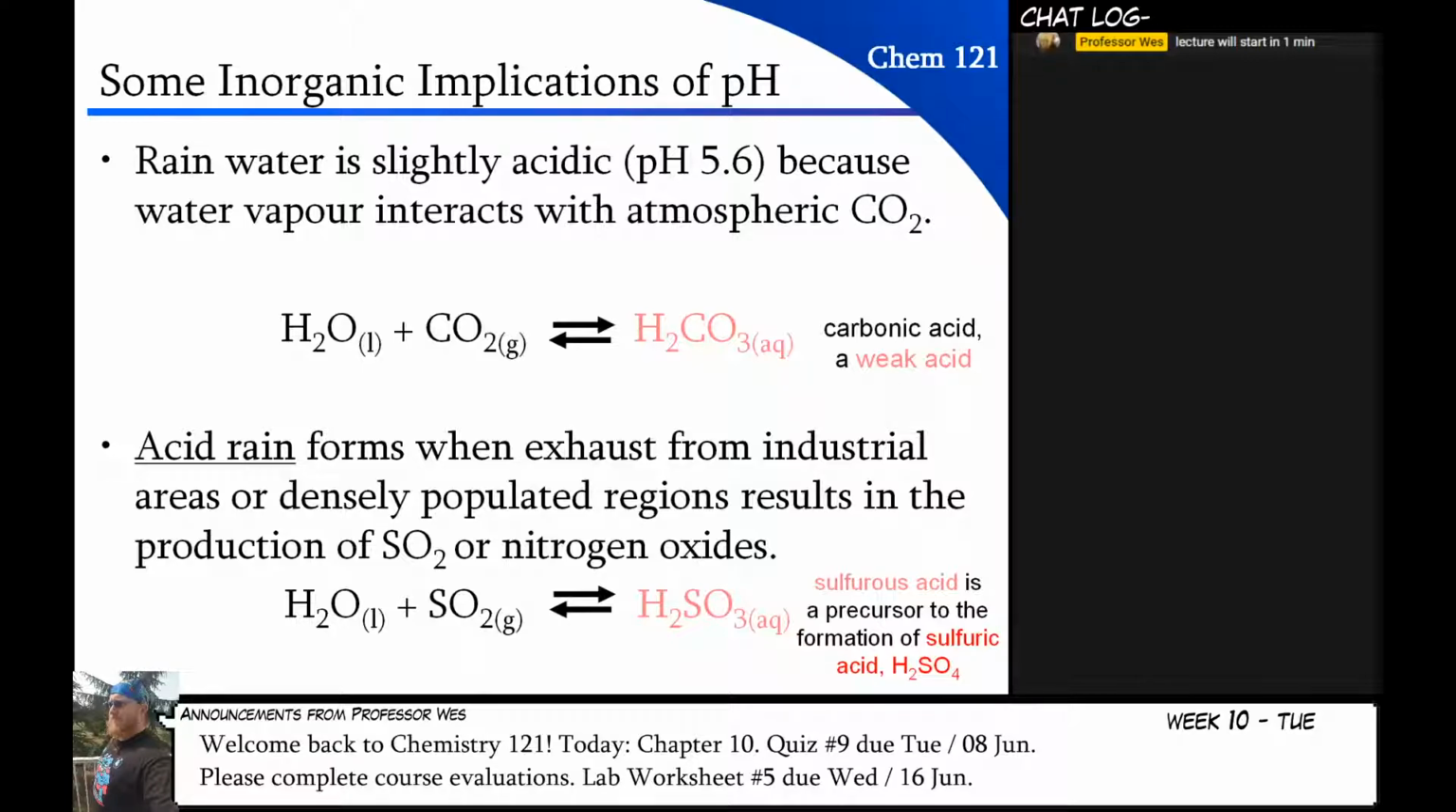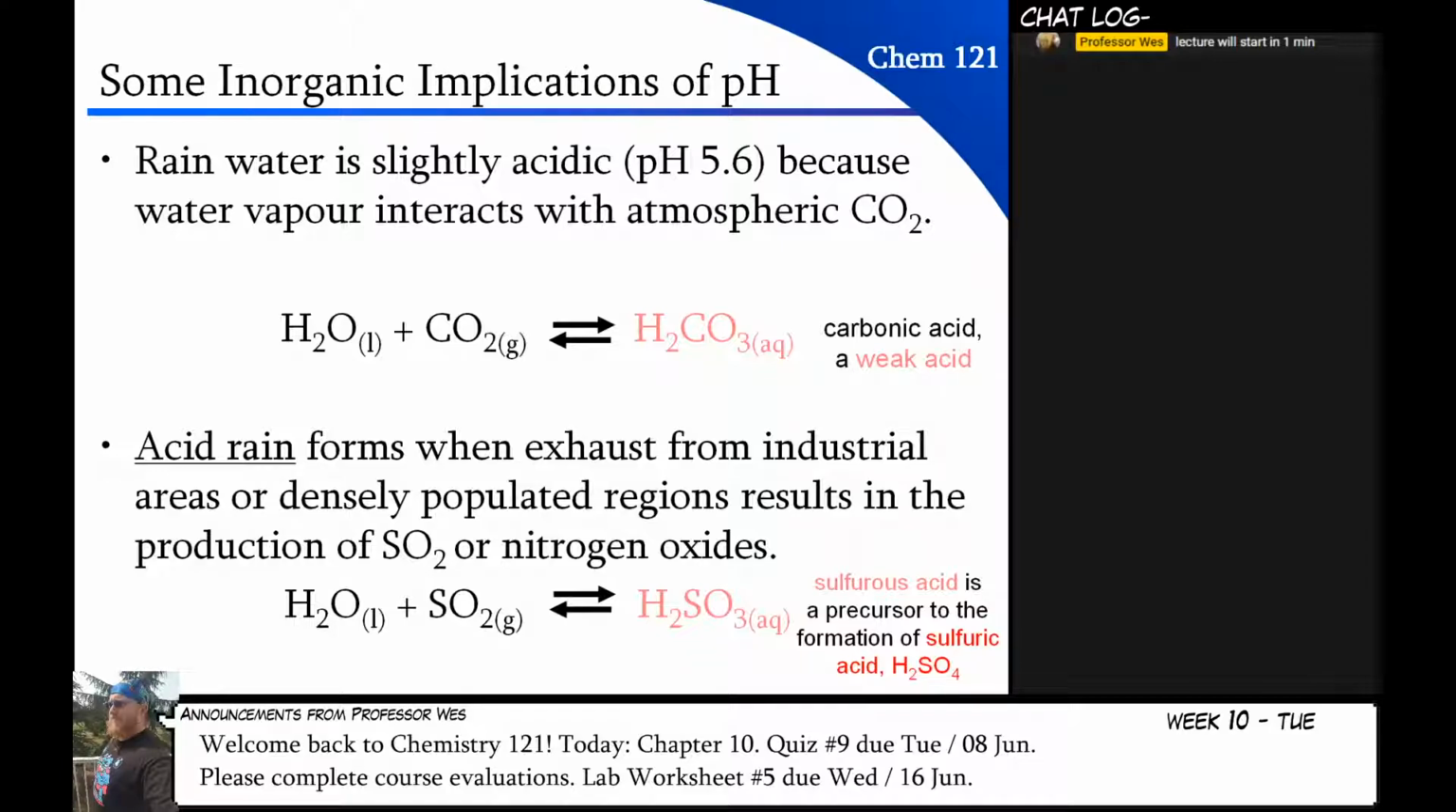compounds in our atmosphere. So this would be things like SO2 and SO3. This is how acid rain forms. When you burn stuff that contains sulfur or nitrogen in it, the result that you get is SO2 or NO2. When those combine with water, you get H2SO3 or HNO3. You might remember HNO3 is a strong acid. H2SO3 is not a strong acid, but it is a precursor to sulfuric acid, which is a strong acid.